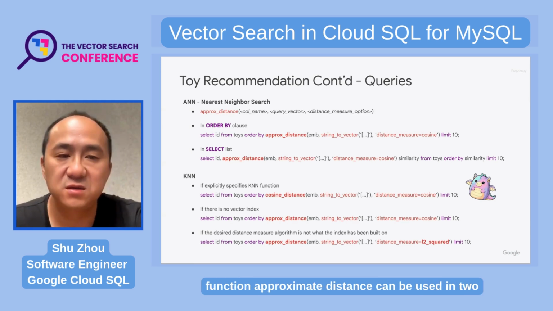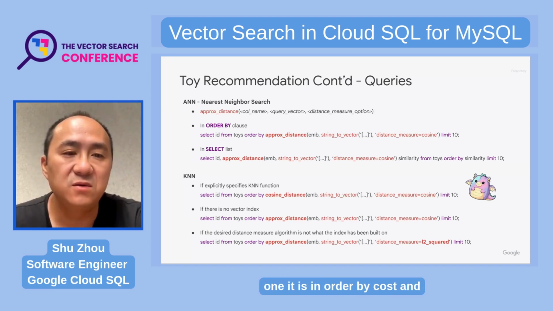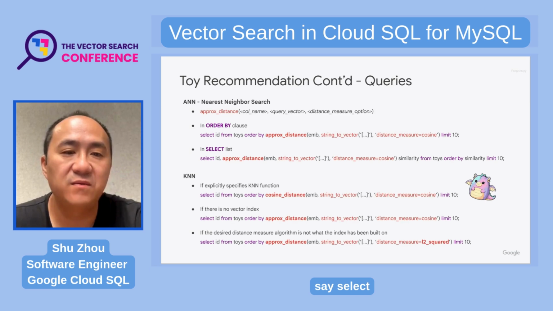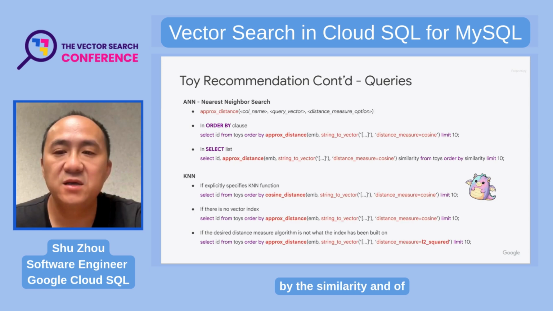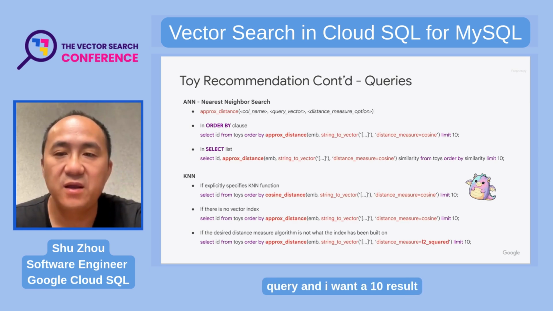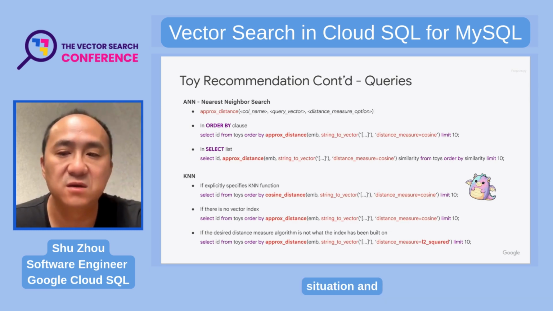This function, approximate distance, can be used in two places. One is in the order by clause, and as I explained here, we can say select all these toys and order by the similarity of one search query, and I want 10 results. We need to have a limit clause for the order by situation.